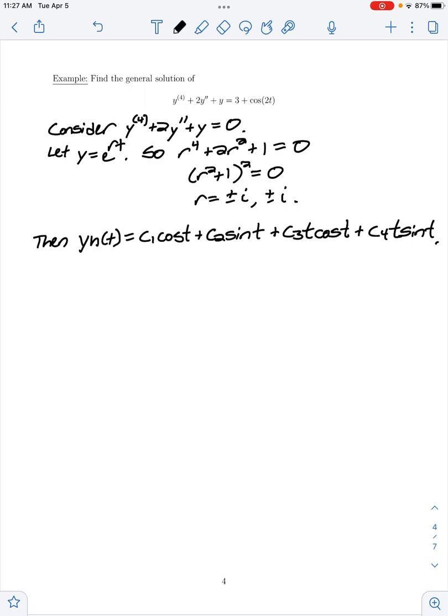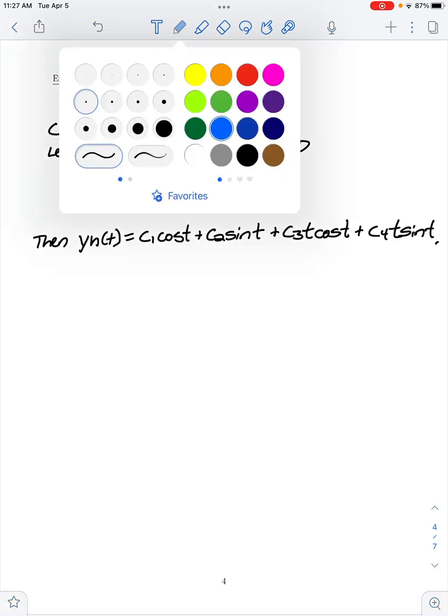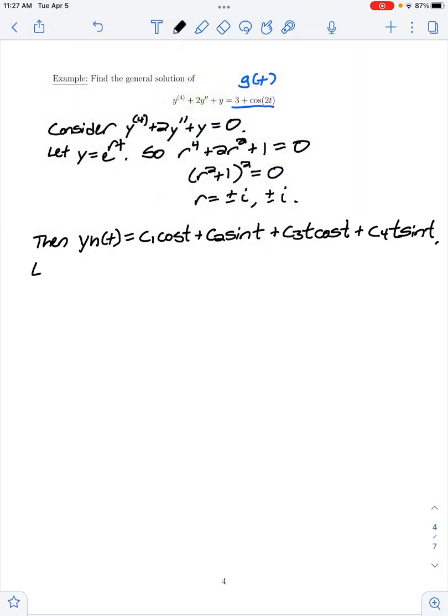And now we need to find our particular solution. So again, to use the method of undetermined coefficients, we look at this g of t function on our right-hand side, and we see that it is the sum of a constant and a constant times cosine of 2t. So for our particular solution, let us consider something of the same form.